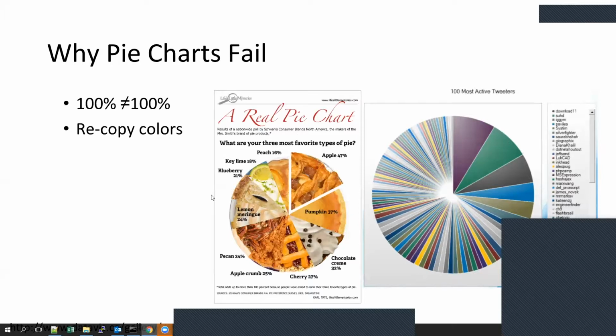Specifically, the one on the right-hand side is very egregious in this, and the fact that it uses multiple different colors multiple times. So that becomes a lot less useful, obviously, when you're not representing 100%. The question being, what are your three most favorite types of pie? Obviously these numbers don't add up to 100%. So we run into this issue in terms of representing it in a pie form.